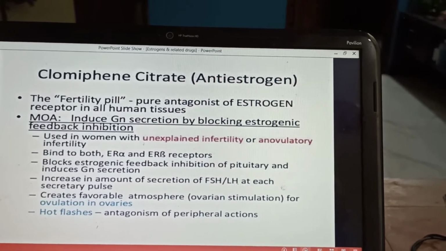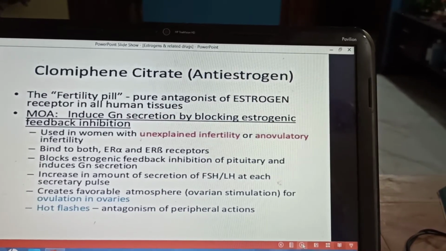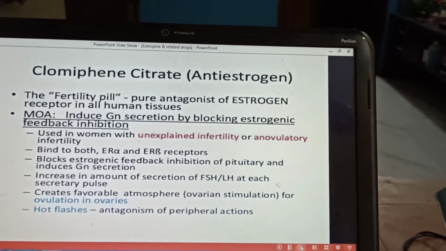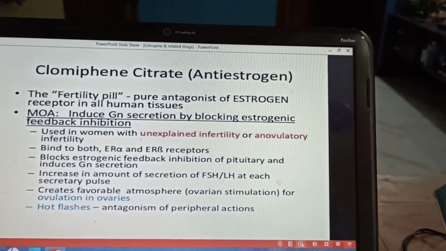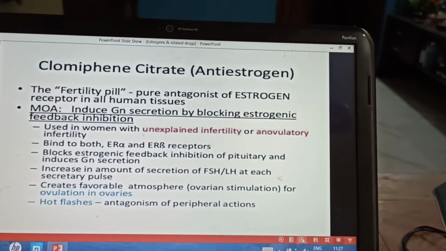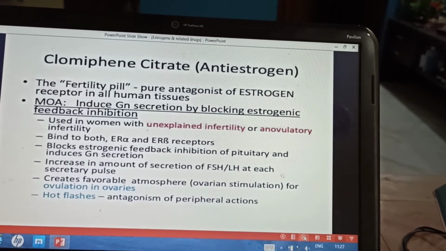So clomiphene citrate is a fertility pill. It is a pure estrogen antagonist in all the human tissues. It blocks estrogen receptors. Mechanism of action: it induces gonadotrophin secretion by blocking the estrogenic feedback mechanism, by blocking the estrogenic receptors on the hypothalamus and anterior pituitary.